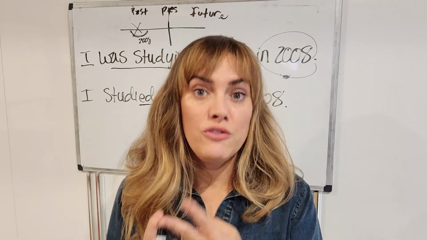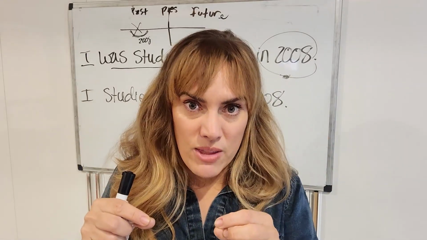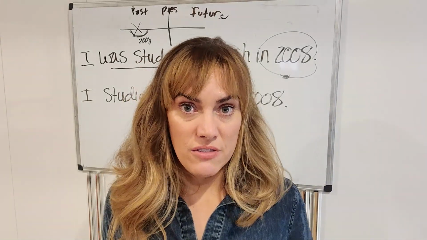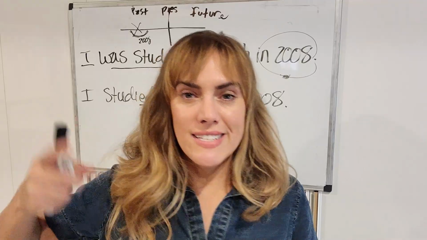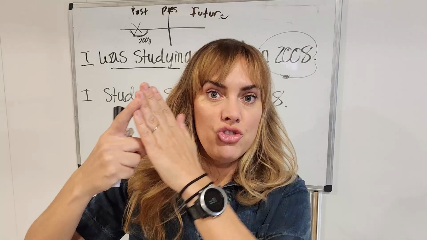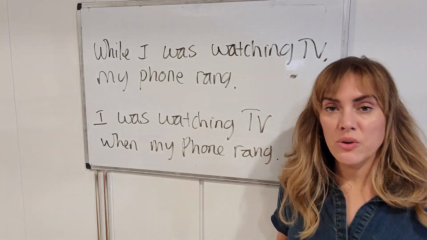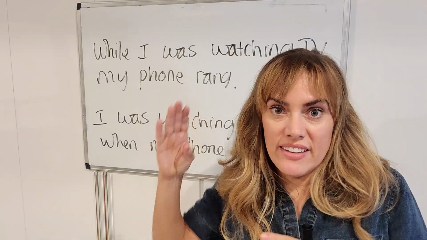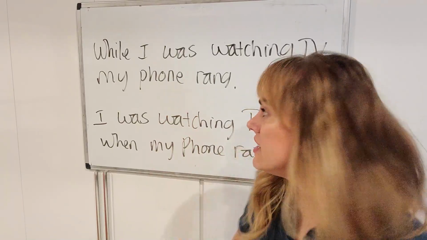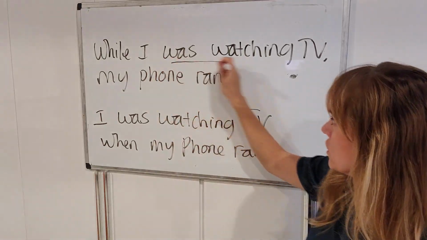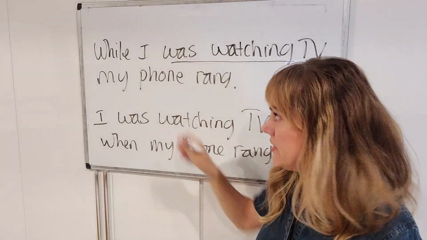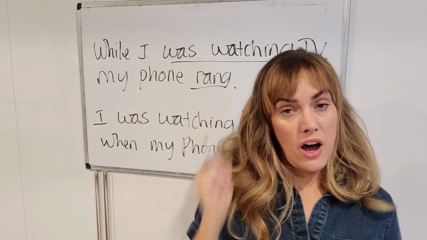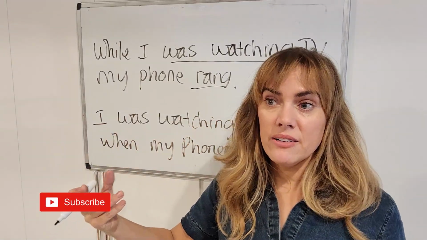We also use it to focus on a specific time in the past and what was in action during that time. The third thing that we use the past progressive for is when we want to show that something was happening and got interrupted by something else. Okay, so here we have an example of a time where something was in progress in the past and then something else interrupted that action. While I was watching TV, my phone rang. Okay, so something was in progress and boom, got interrupted. Maybe it continued later, maybe it didn't.